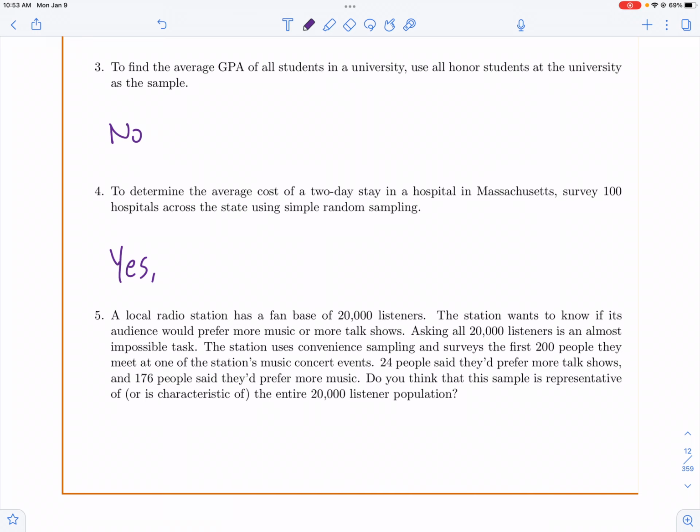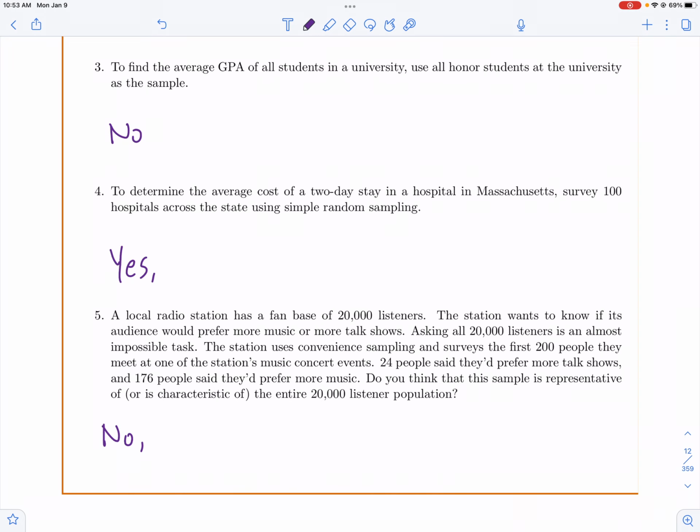So in this case, if the radio stations consist of both music and talk shows, the fact that they did this at just a music event pretty much tells us that it's going to be no, because obviously if you went to the music event, you're probably more interested in music than the talk show side of it. So this definitely wasn't a good way to do this sample, and it's probably not representative of the group of radio listeners as a whole.